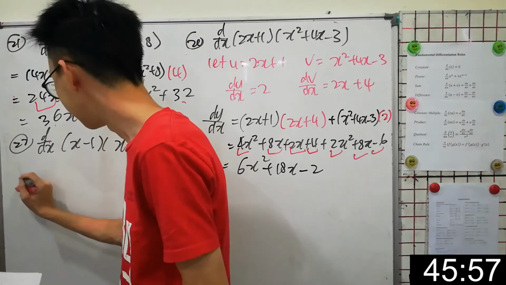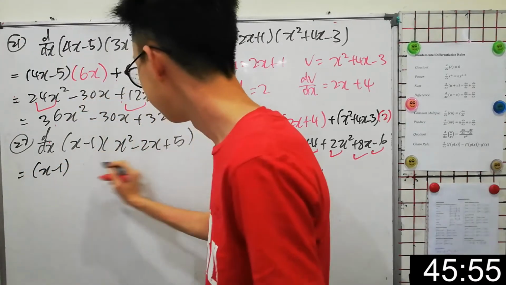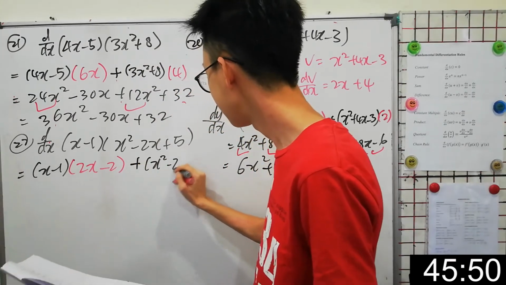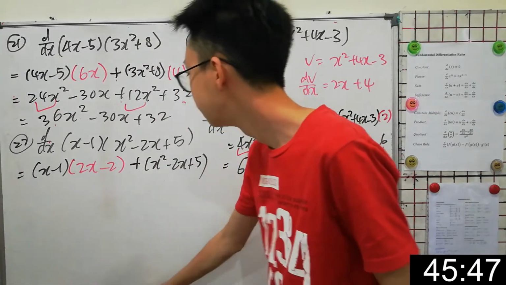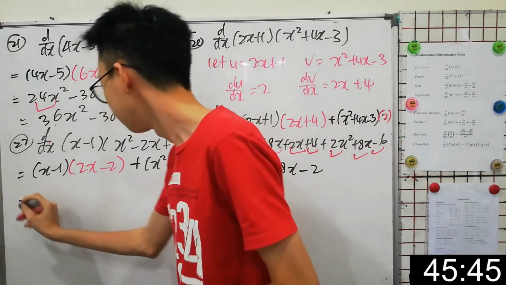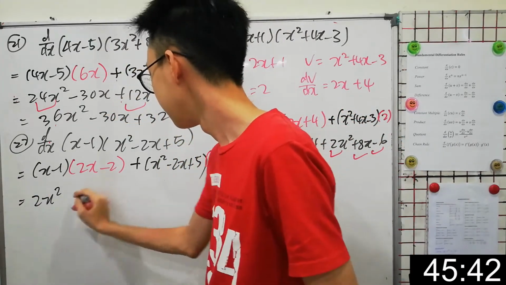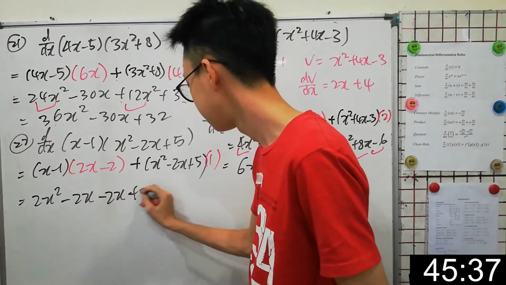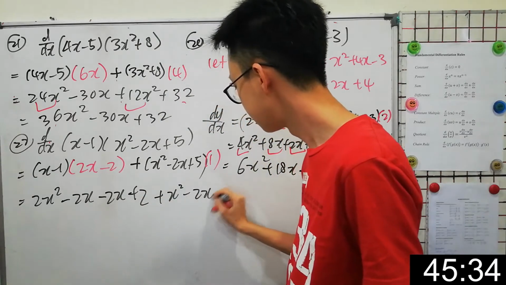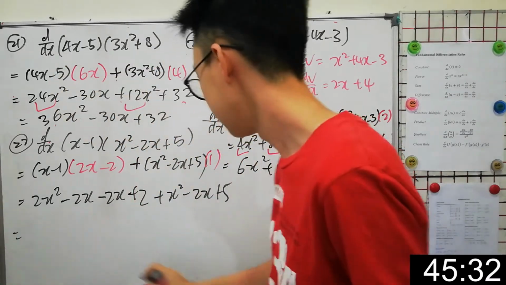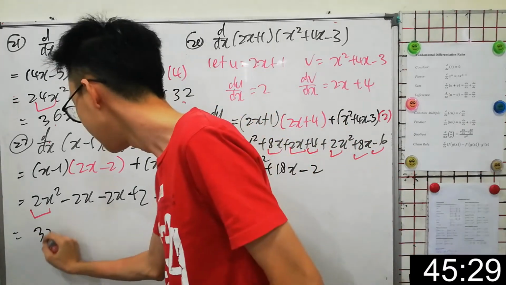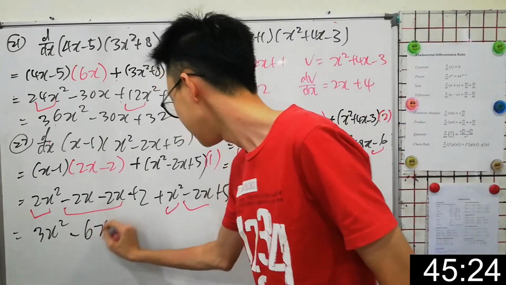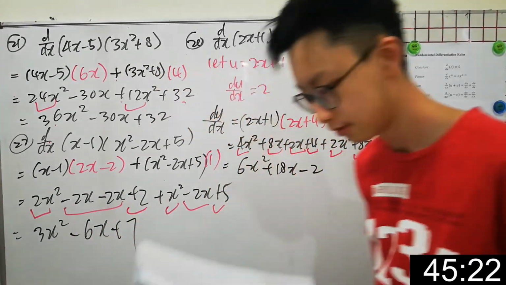Anyway, we'll use the product rule again. You copy the first bracket, differentiate the second bracket, which is 2x minus 2. Then plus, you copy the second bracket, then you differentiate the first bracket, which is actually 1. So this will be 2x squared, then minus 2x, then minus 2x again, then plus 2, plus x squared minus 2x plus 5. Then x squared plus x squared is 3x squared, minus 2x minus 2x minus 2x is minus 6x, then 2 plus 5 is plus 7.